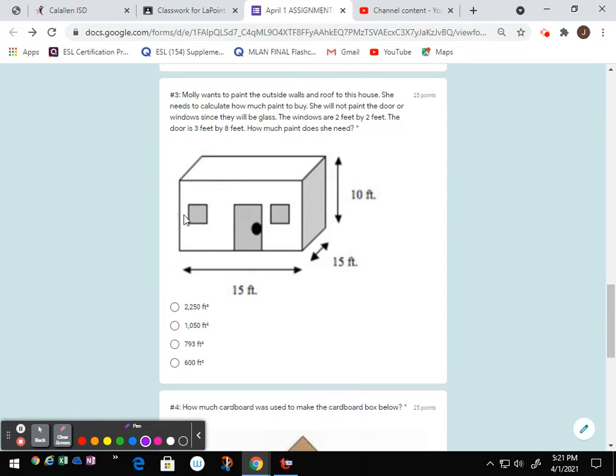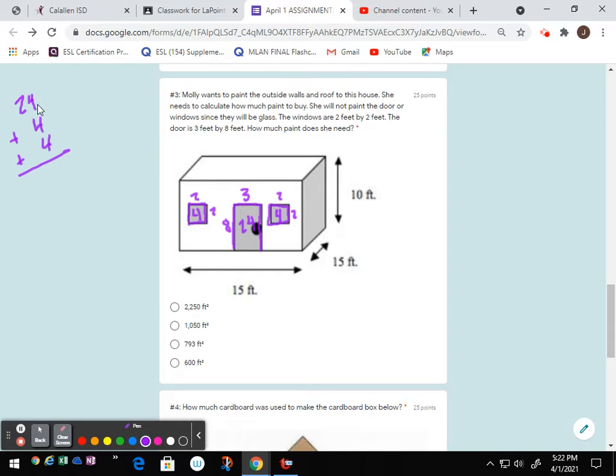All right. So let's go ahead and find our 2D shapes. We have these windows, which are 2 by 2s. So to find the area of these squares, we're going to do length times width, which is 2 times 2, which is 4 and 4. And the door right here is 3 by 8. So to find the area of the door, we do 8 times 3, which is 24. Okay, so let's write these numbers over here. So we have 24 plus 4 plus 4.